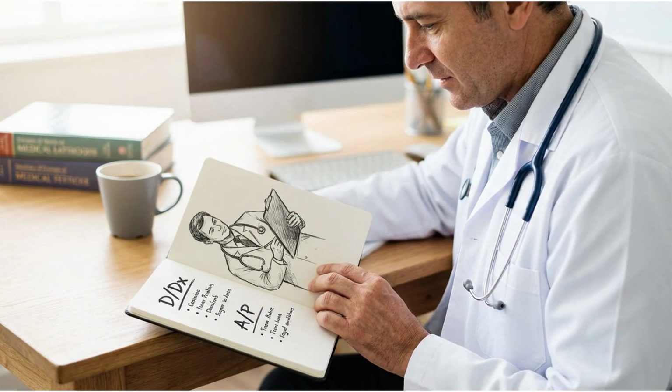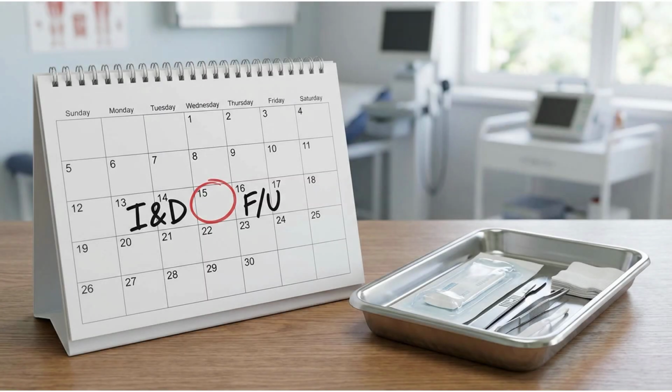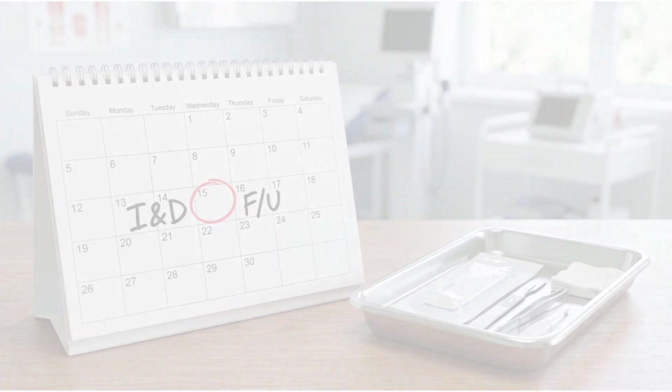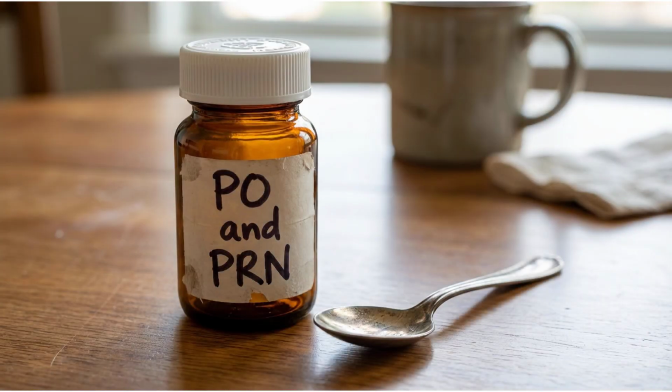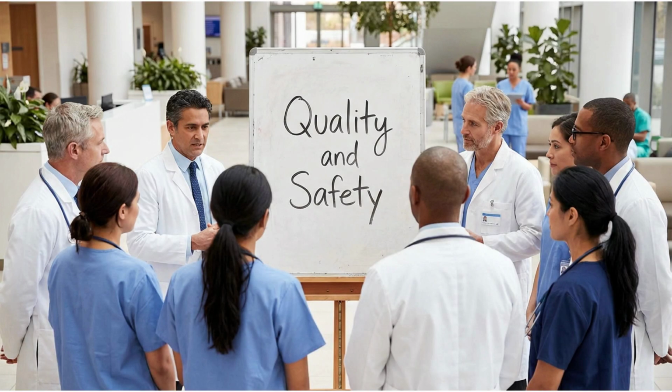The DDX, or Differential Diagnosis, is a list of possible diagnoses being considered before the final AP, or Assessment and Plan, outlines the proposed treatment. The plan may include specific procedures like an IND, which stands for incision and drainage. It also includes instructions for FU, or follow-up, to monitor the patient's progress after the initial clinical visit. Prescription instructions use specific Latin-derived shorthand. PO directs a medication to be taken by mouth, while PRN indicates a medication is to be taken only as needed, ensuring the patient receives the correct dosage.